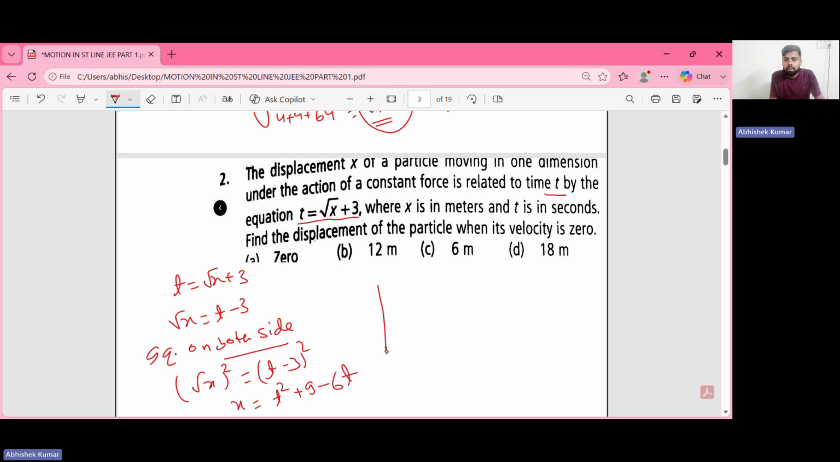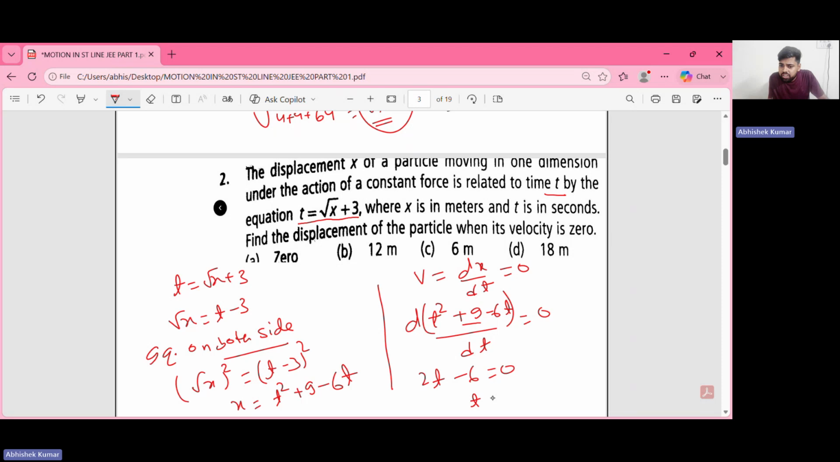This is the function. Now when velocity is 0, we know that velocity is the differentiation of displacement, dx by dt. So dx by dt is equal to 0. Differentiating, t squared minus 6t plus 9 gives 2t, the constant differentiation is 0, minus 6, equal to 0. Then t is 6 by 2, which is equal to 3. The time you got is 3.